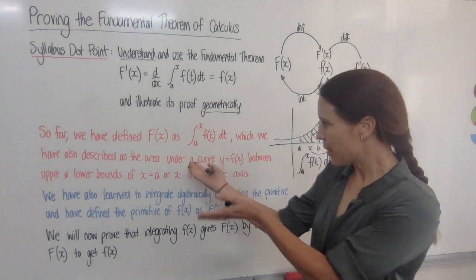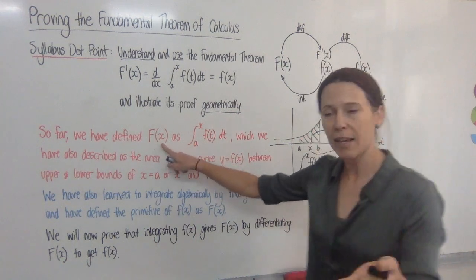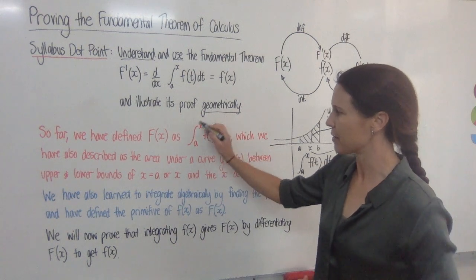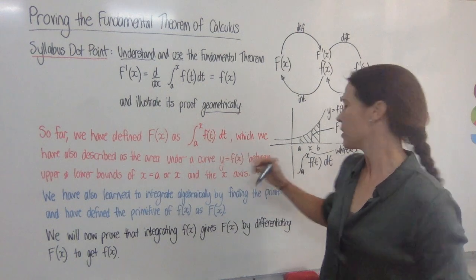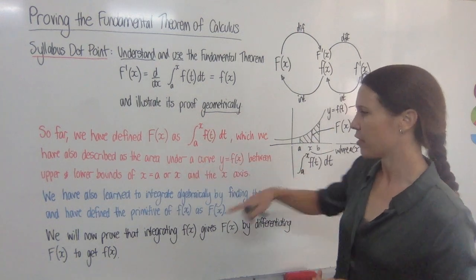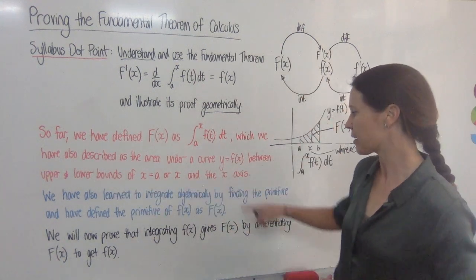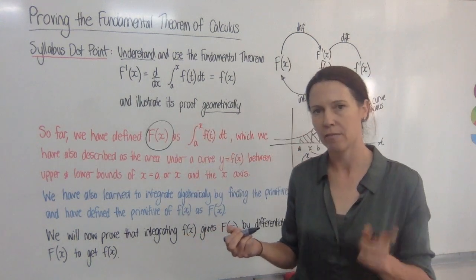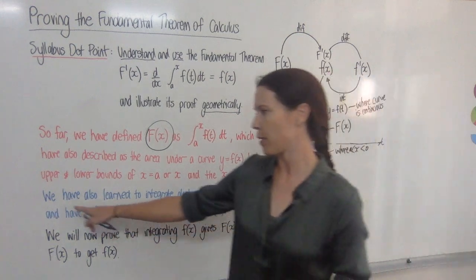So, let's go back a step again. We've defined big F of x as being the area underneath the curve. That's what that notation means. It means sum up all of the areas of all those little rectangles between here and here. Okay, so it's the area under the curve between the upper and lower bounds, a and x, and the x-axis. So that's all we know of big F of x at that stage. It's an area.